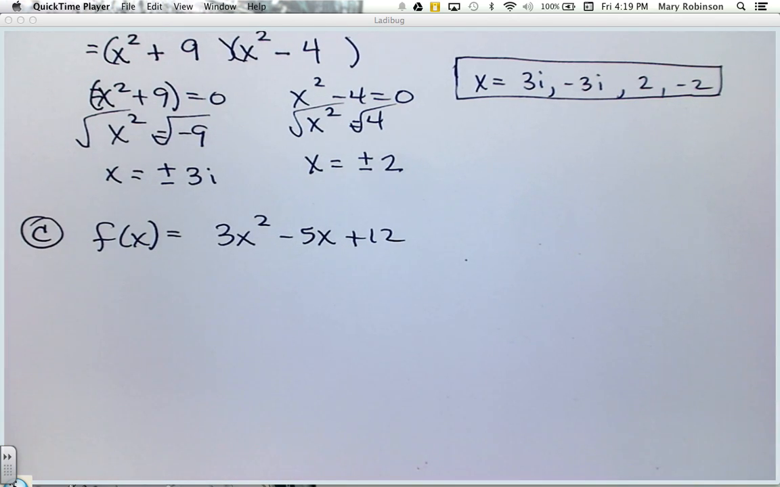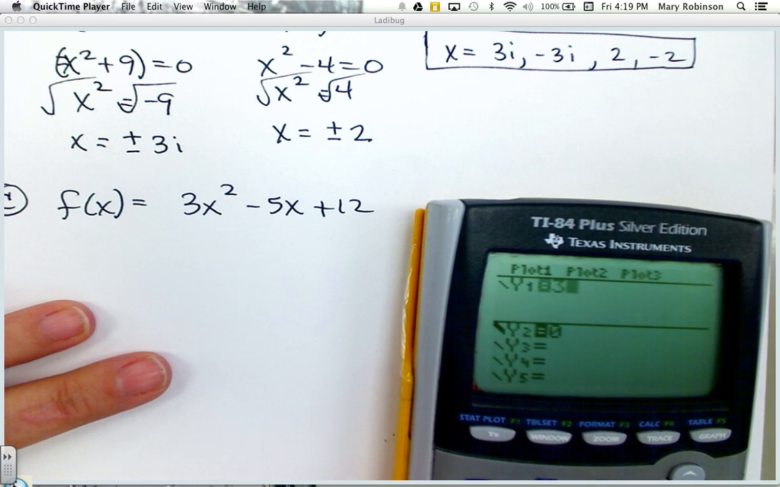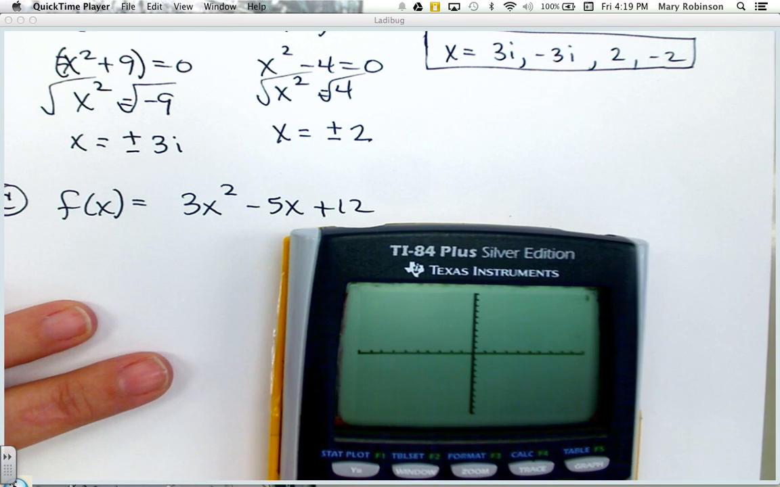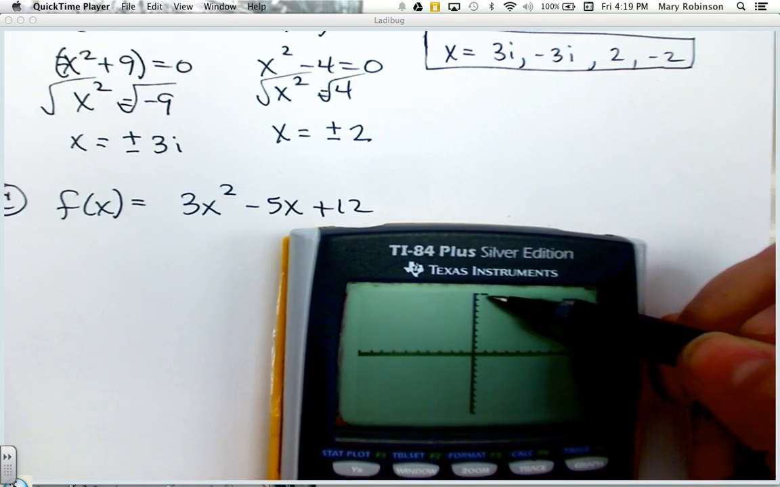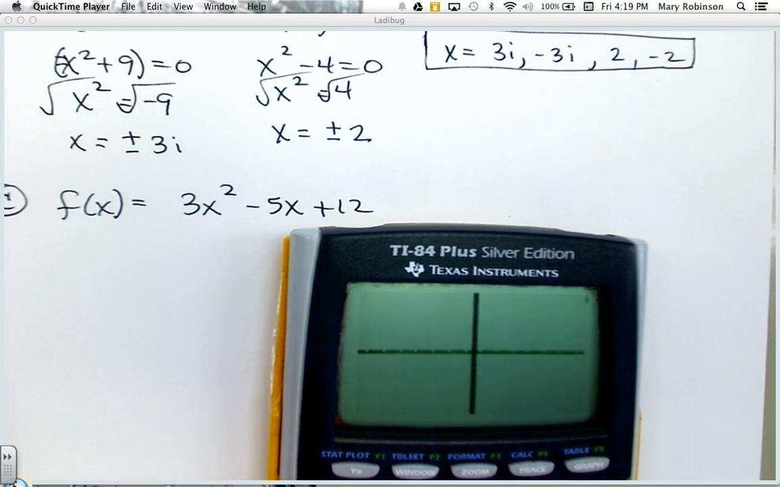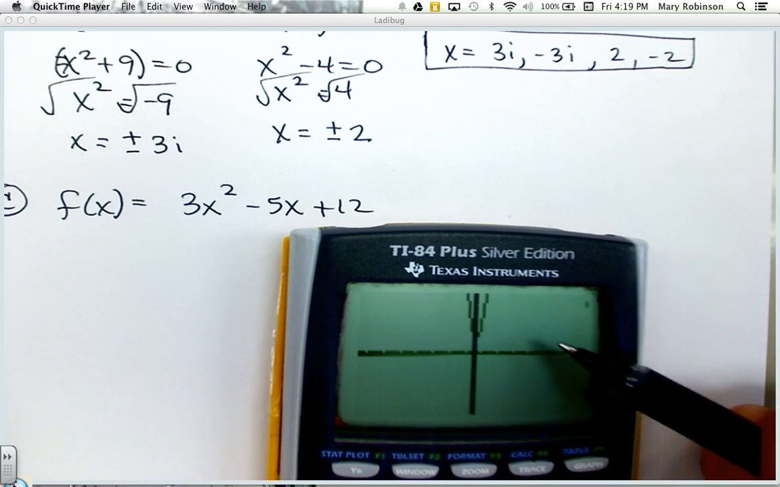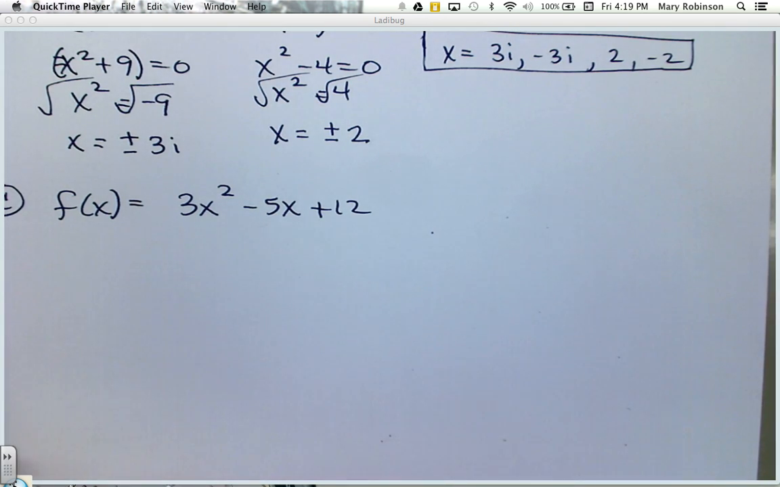So in order to tell if this is something that we could solve by factoring, remember we could always type our polynomial in at y equals. And let's see what happens. Oh, I saw something pop up here at the top of our screen. So I'm going to zoom out and see what happened. Oh, there's our parabola. But we can see that it does not touch our x-axis. And since it does not touch our x-axis, that tells us that we have two complex zeros.